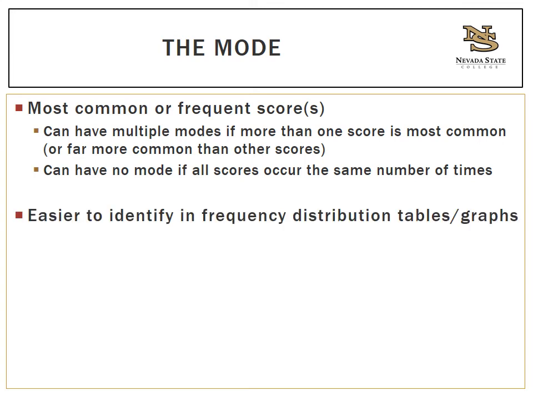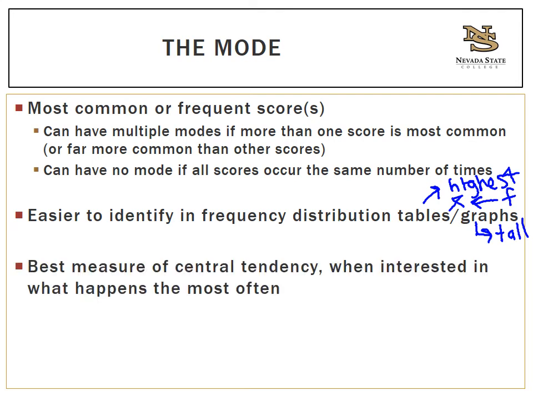Now, this is easier to identify in frequency distribution tables and graphs, because if you're working with the table, you can just look for the highest F, and then you can go over to whatever that X value is. If you're looking at a graph, you just look for the tallest bar, and if you go down to the score associated with the tallest bar, you'll figure out the mode.